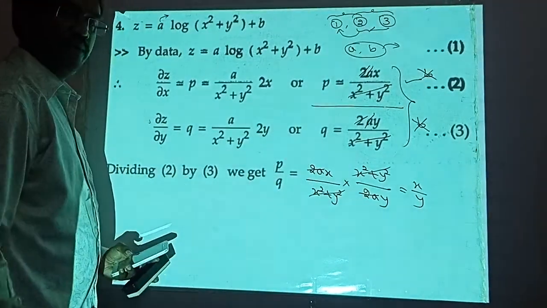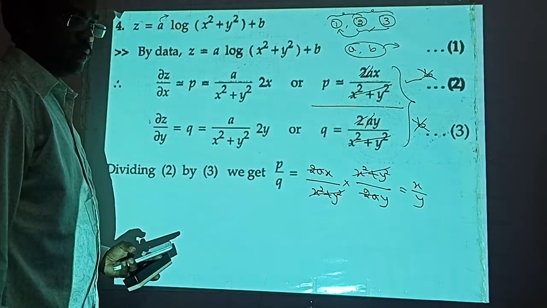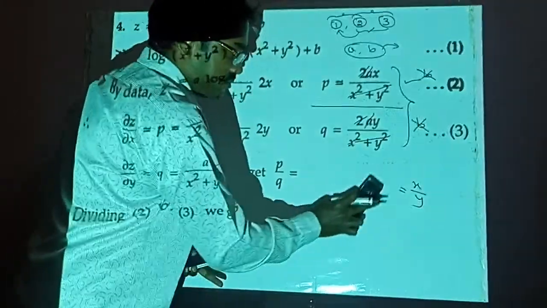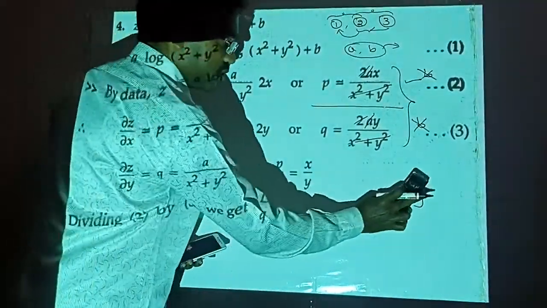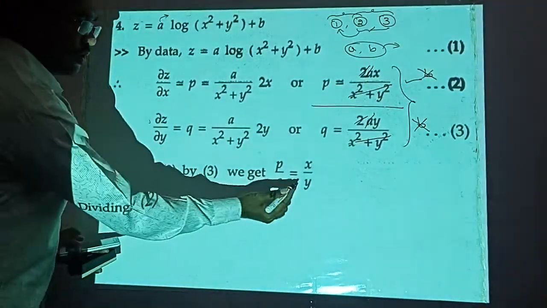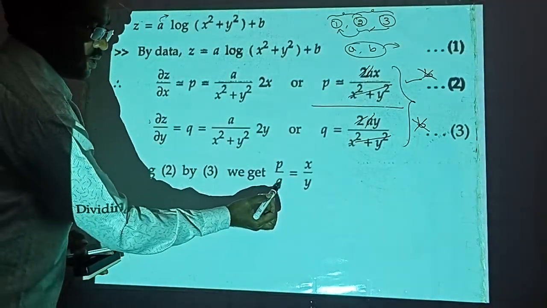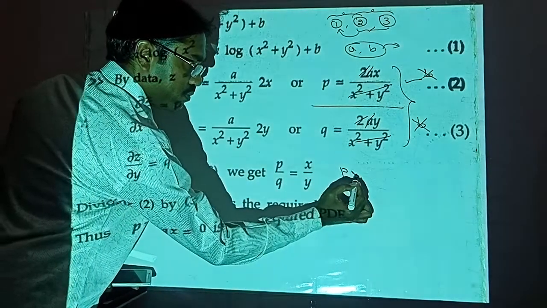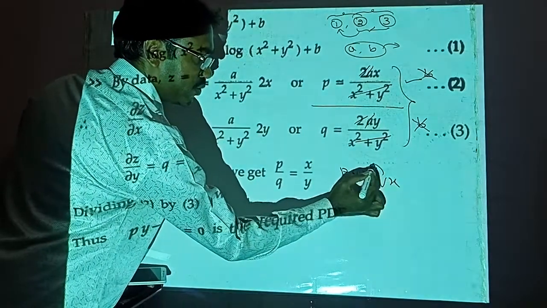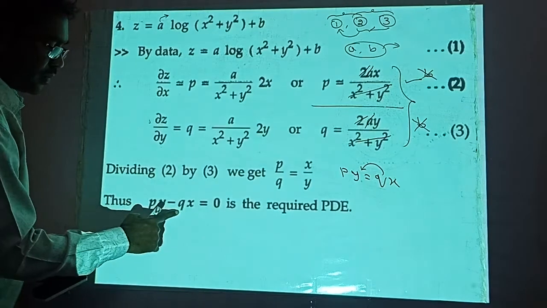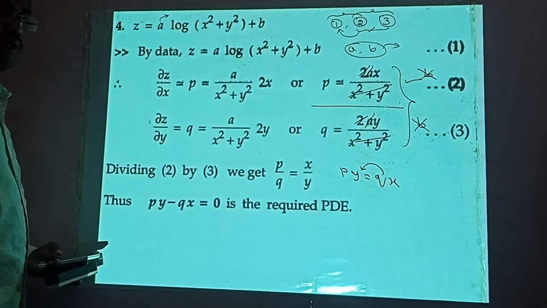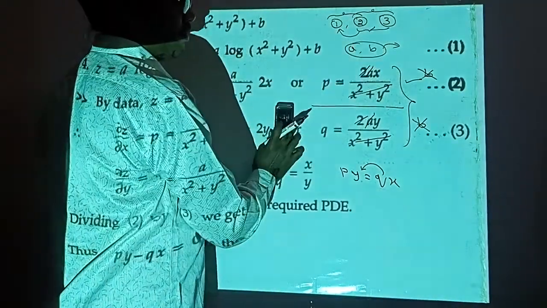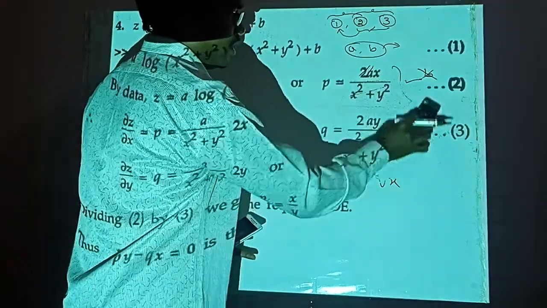So what you got? P by q is equal to x by y. So where is a and b? There are no a and b. We have eliminated the arbitrary constants a and b. So what answer you get here? It is just x by y. Now cross multiply this. Py is equal to qx. If you take this qx to the LHS, what you get? Py minus qx is equal to 0 is the required PDE. So this is how we have combined equation 2 and 3. It is best suitable to eliminate a and b here.